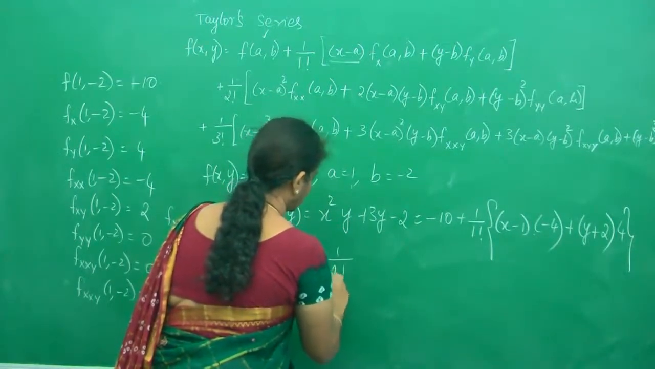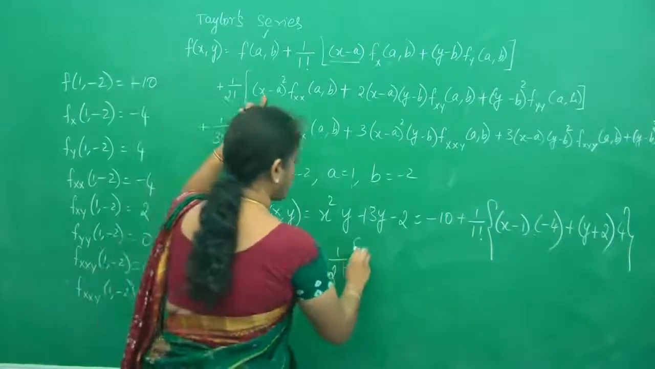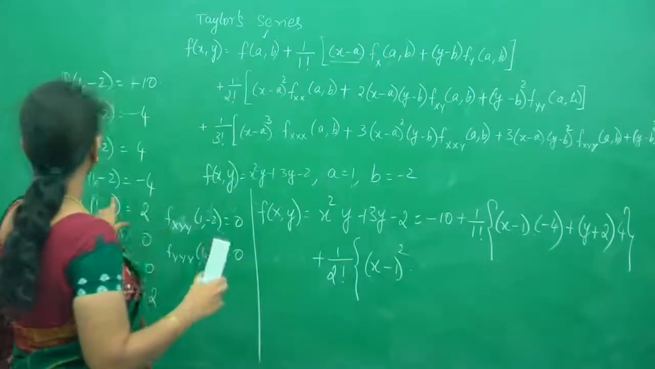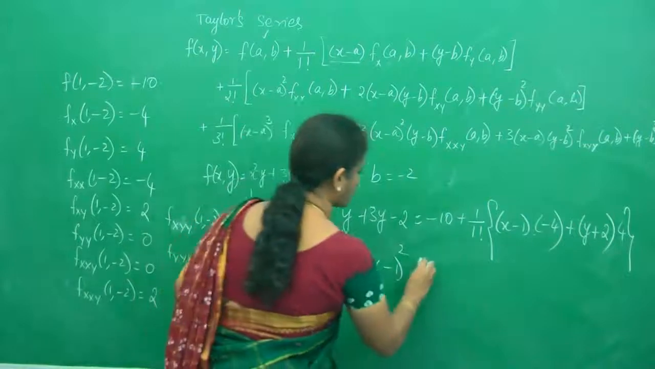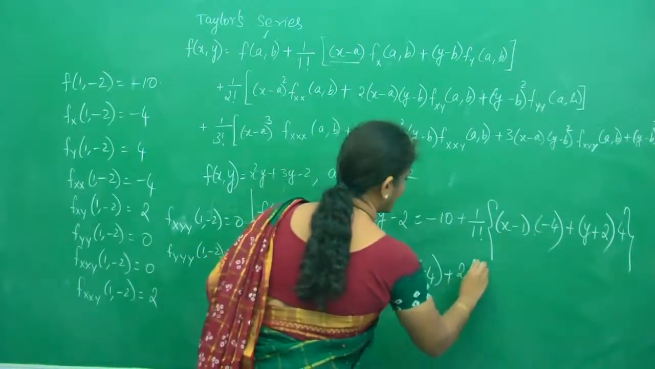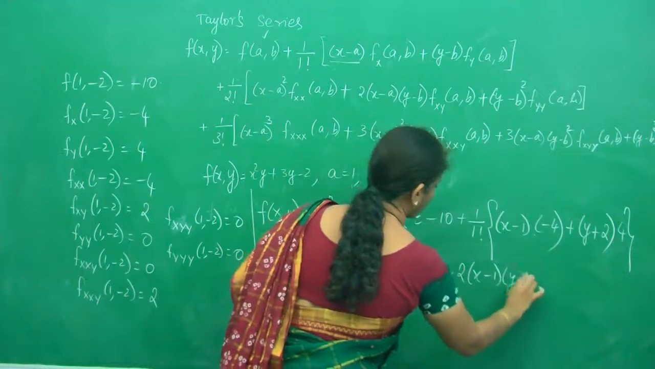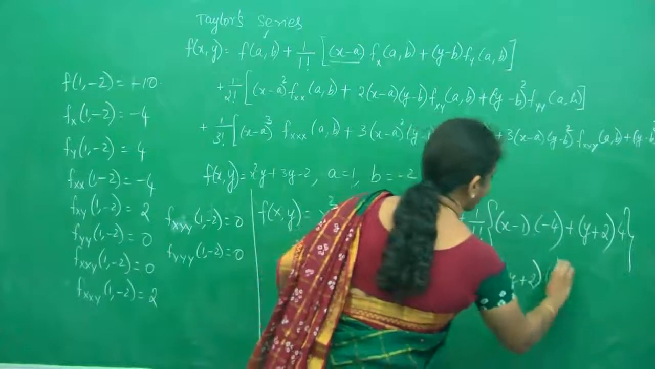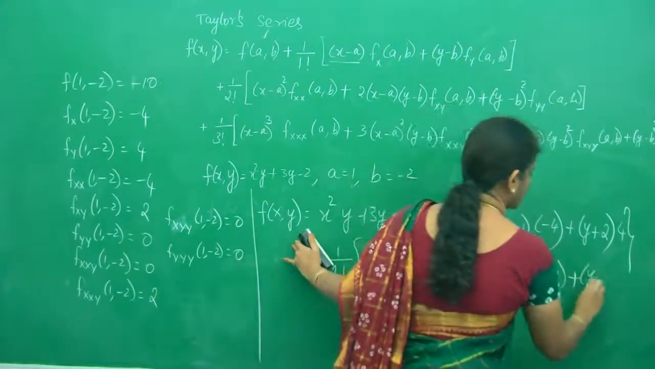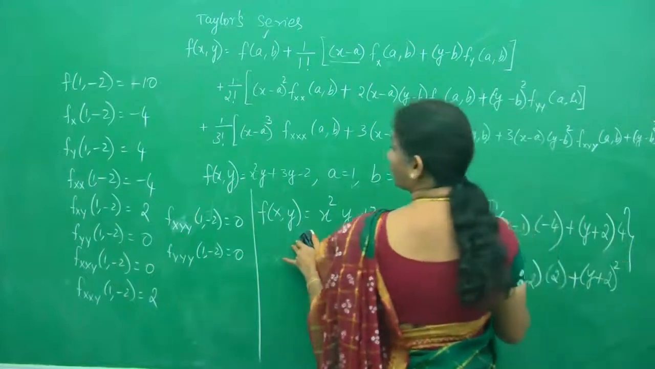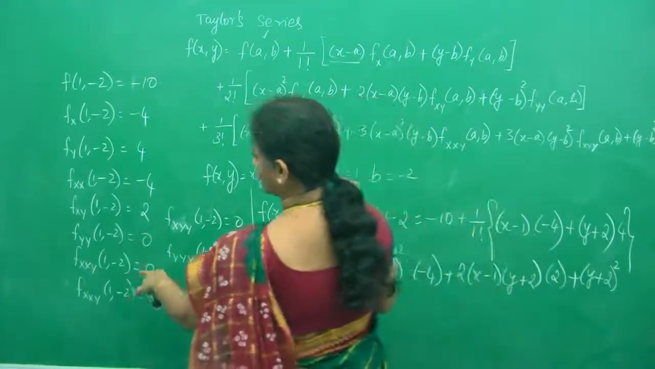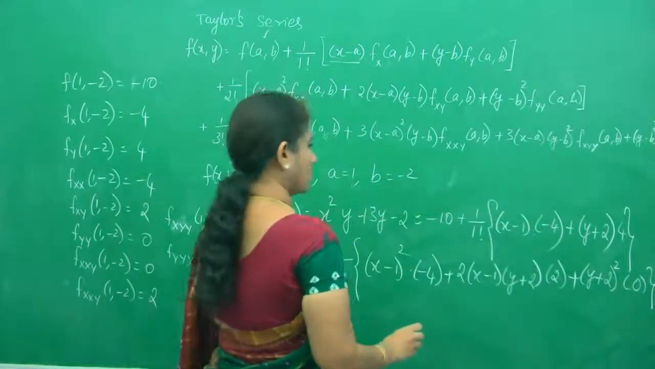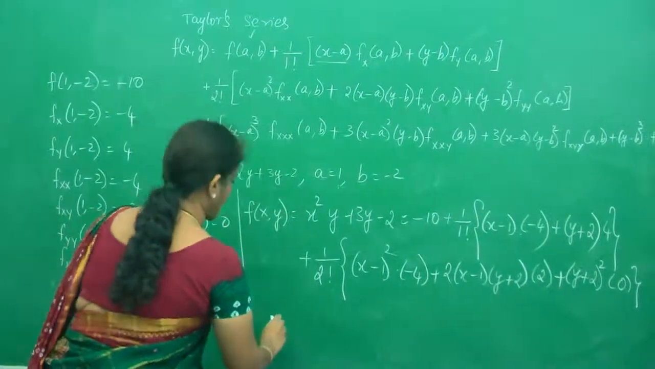Okay. Plus, let us go to the second line. 1 by 2 factorial into x minus a the whole square, which is x minus 1 the whole square into fxx of ab, which is minus 4. Plus 2 into x minus 1 into y plus 2 into fxy, which is 2. Plus y plus 2 the whole square fyy, what is it? Fyy is 0. So your second line is completed, plus your last line.